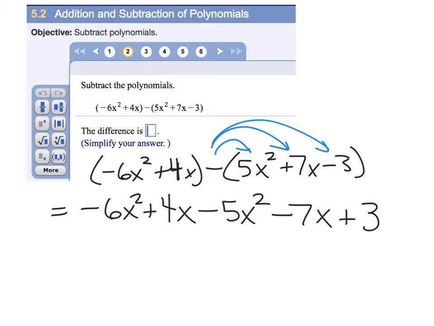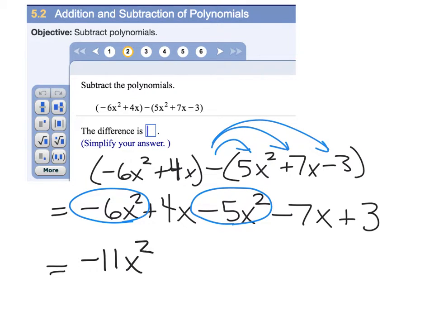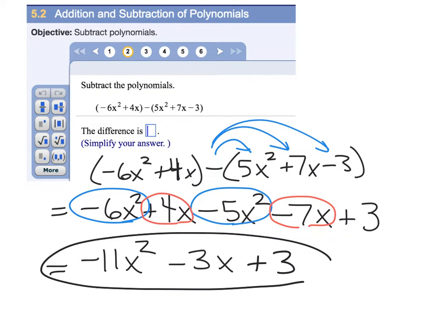All right, so now I'm going to skip a little bit, and I'm going to say, well, we've got negative 6x squared minus 5x squared. So that gives us negative 11x squared. If you're not sure about that, pause and figure that out. Here we have plus 4x minus 7x. So that gives us minus 3x. And then this guy has no like term, so we just bring him down, so it's plus 3. And there is our answer.